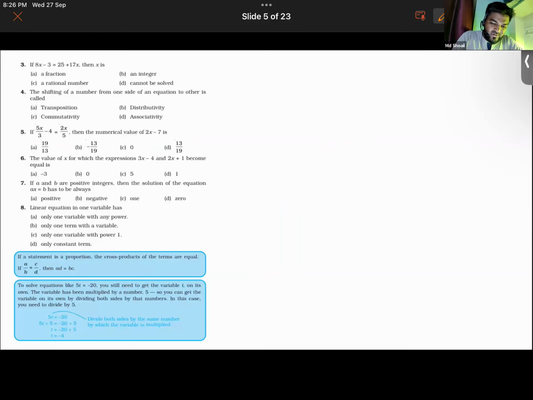See question number 3 here. 8x minus 3 equals to 25 plus 17x. What would be the value of x? And also tell the nature of the x, whether it's a fraction, integer, or rational number. Now I believe you can understand what I was trying to say in the first question. Here, the options are given as a fraction, a rational number. Getting it, Arham?